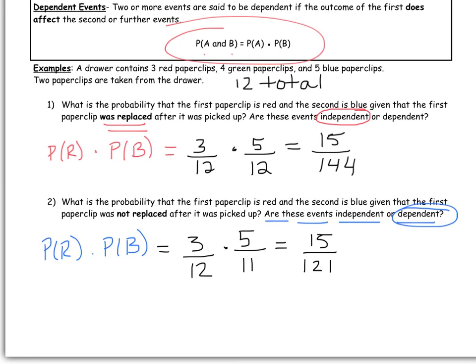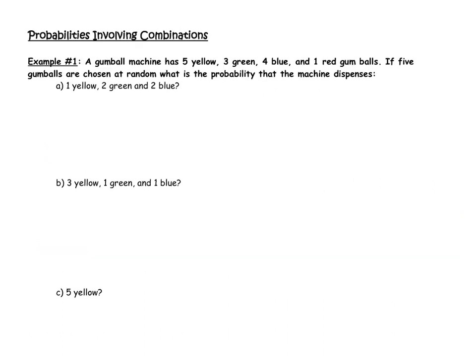See you then. Okay, lastly we're going to talk about probabilities involving combinations. So let's look through an example. Example number 1. A gumball machine has 5 yellow, 3 green, 4 blue, and 1 red gumball. If 5 gumballs are chosen at random, what is the probability that the machine dispenses 1 yellow, 2 green, and 2 blue? So in order to do probability, we need what we want over what we have.